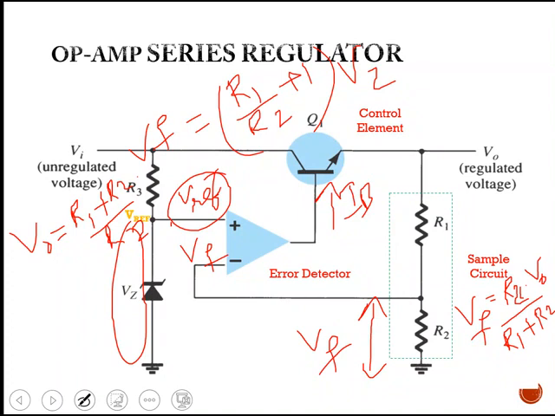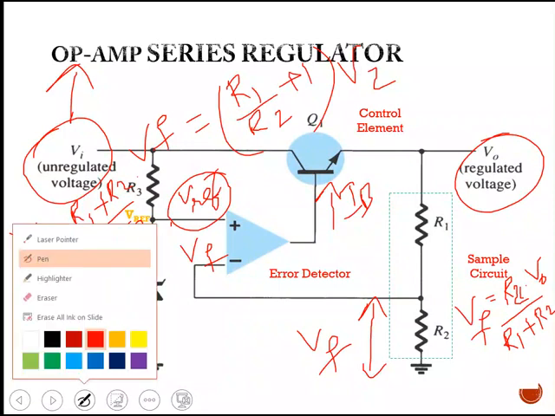And the limitation in this particular circuit is, there will be a large amount of heat dissipated. That means there will be a large voltage drop across the transistor. So your input voltage, the unregulated voltage, should be very high compared to your regulated voltage. So almost 2 to 3 volts difference will be there between the unregulated voltage and the regulated voltage.